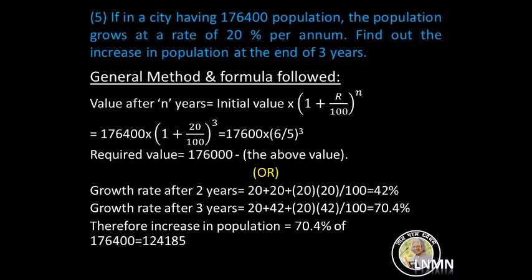So generally the formula-based method which we follow is this: value after n years is equal to initial value into 1 plus r by 100 whole power n. We may come across a similar formula in compound interest, where we calculate compound interest using the same formula. So that is equal to 1,76,400 into 1 plus 20 by 100 whole cube, that is equal to, we may get some value, that is 124,185. This will be the answer. And for getting the required value, we have to subtract the value which we have got above from 176,000.